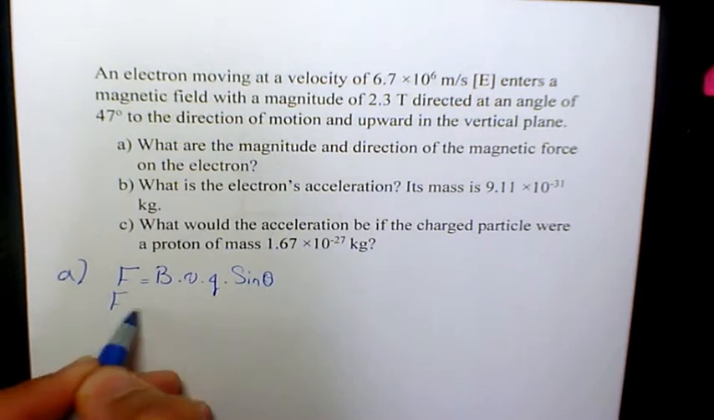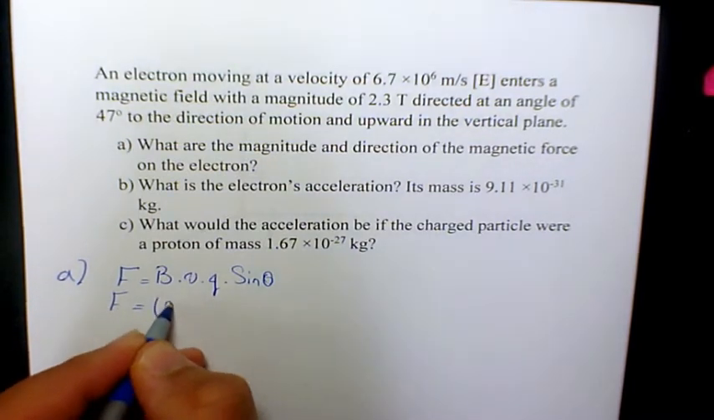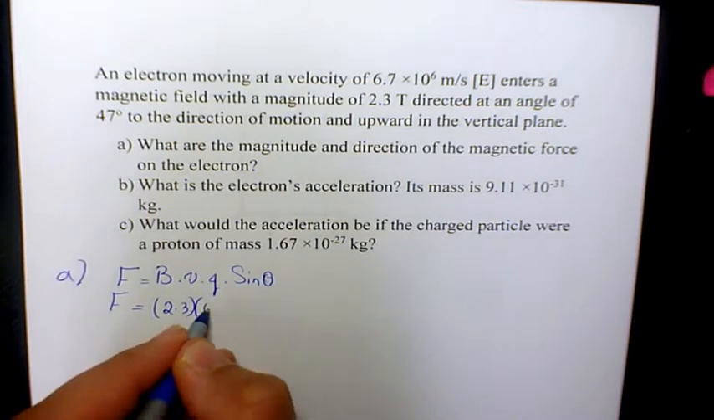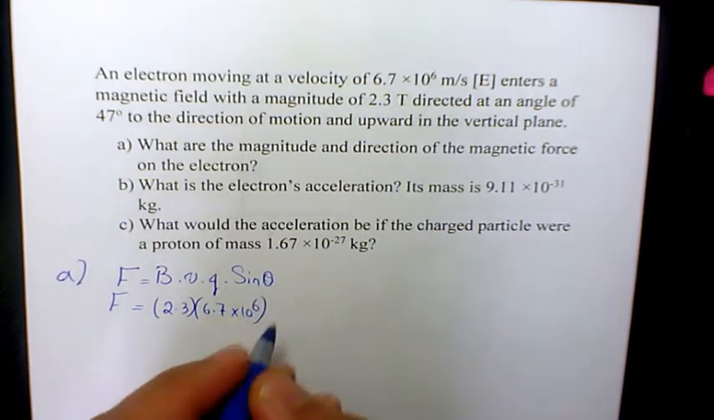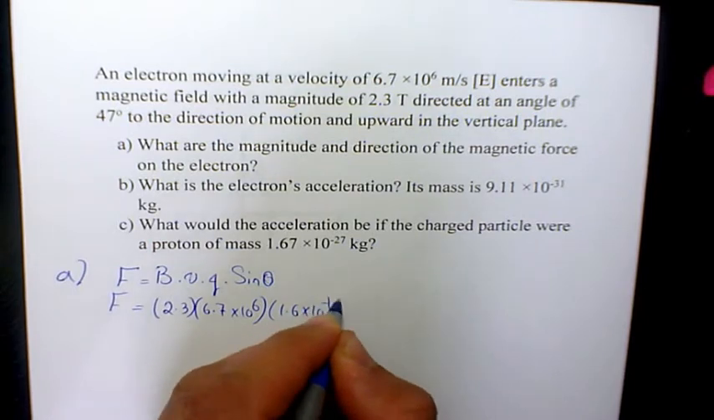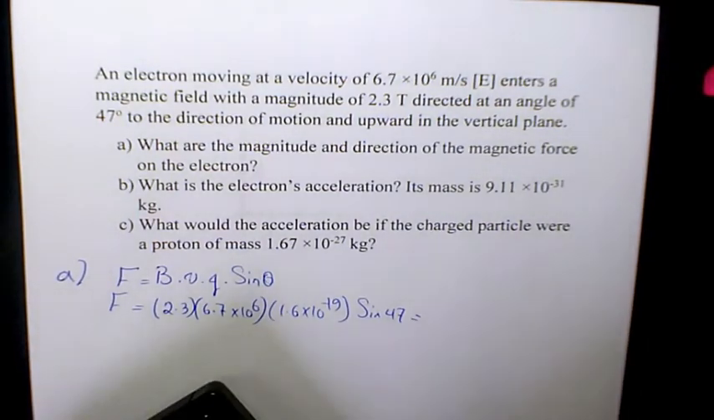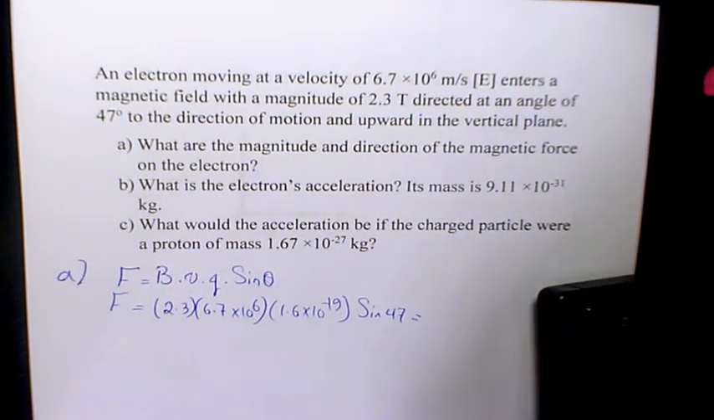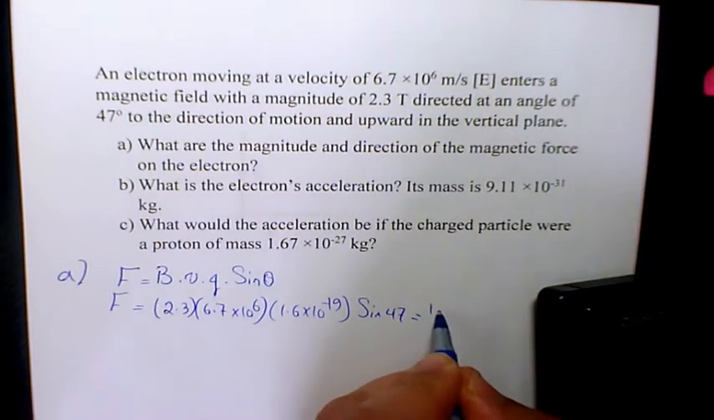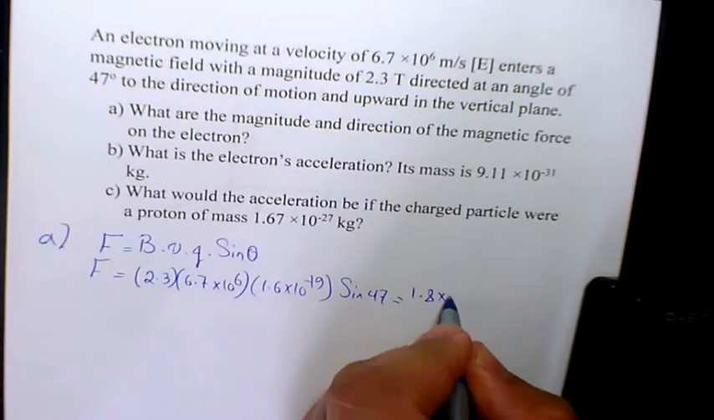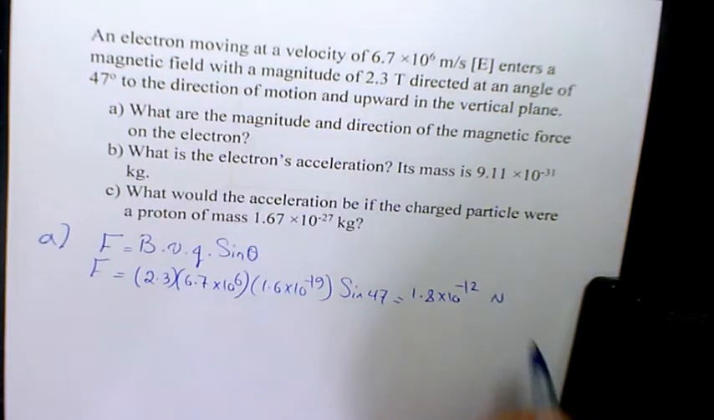So let's find out F. Magnetic field strength is 2.3 Tesla, velocity is 6.7 times 10 to the power of 6, Q is 1.6 times 10 to the power of negative 19, and sine 47. So the answer is 1.8 times 10 to the power of negative 12 Newton.